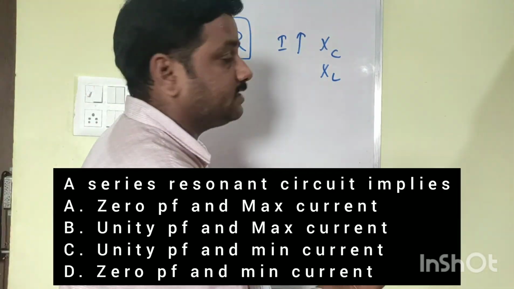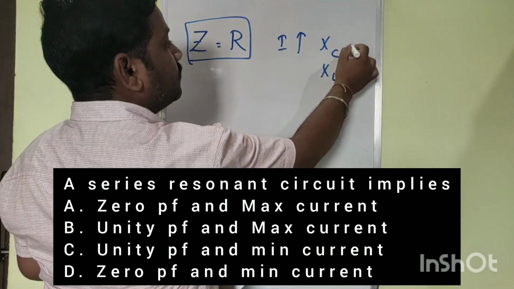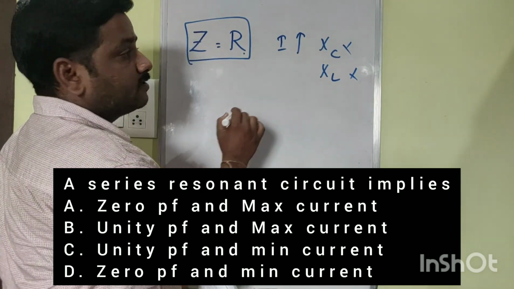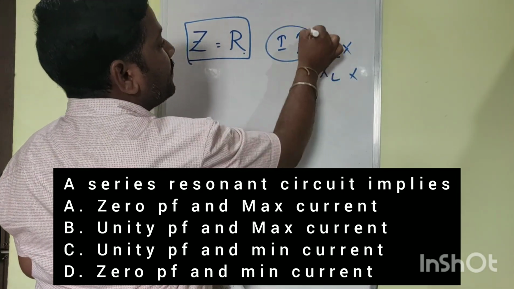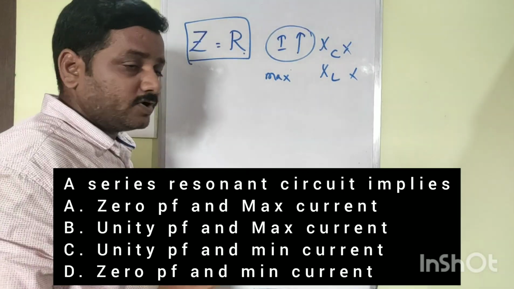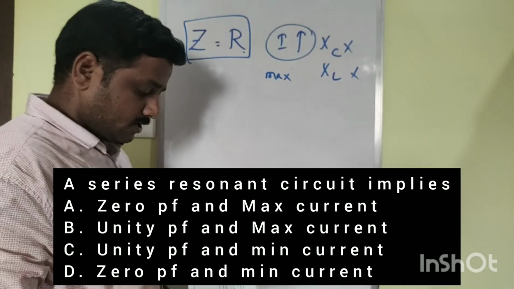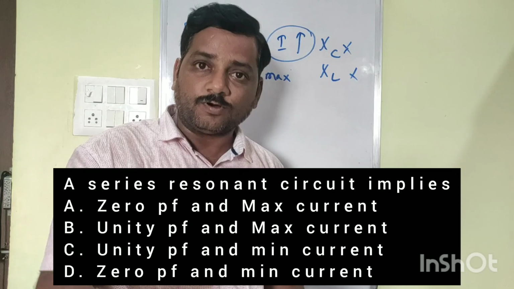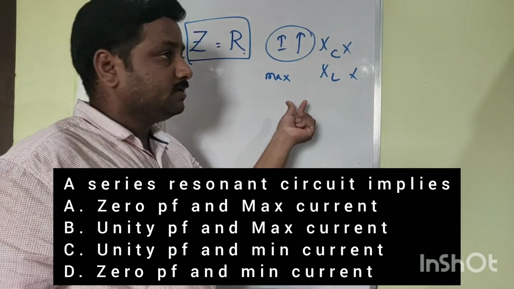There is no XC and there is no XL. We have only R. So current will be maximum. Current will be at maximum point. That is one point. And one more thing, they are talking about in the options about the current and power factor. So I am pointing about that. Current will be maximum. And what about the power factor?